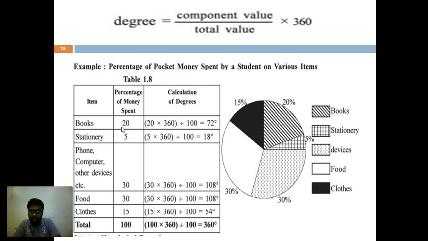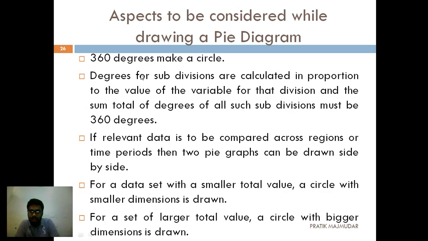Now, here you can see that there is 20 rupees we have spent for the books. In terms of percentage, out of 100 we have spent 20 percent of our amount. But we have to convert it into the calculation of degrees. So we have converted 20 rupees into 72 degrees as per the percentage value, multiplying by 360 as a degree value. So finally, all the subdivisions are calculated on a proportional basis depending on the variable.